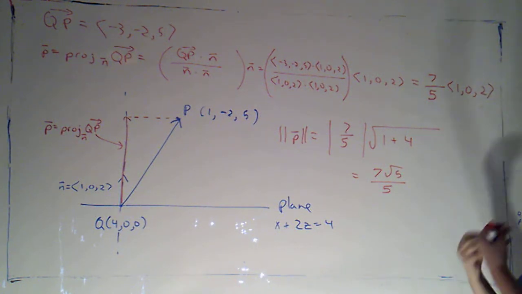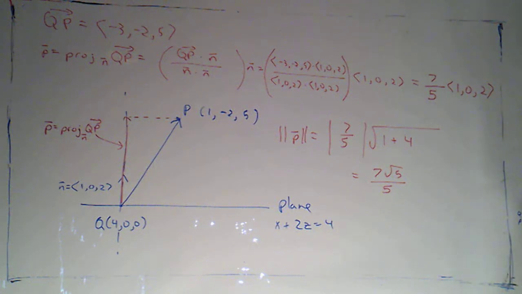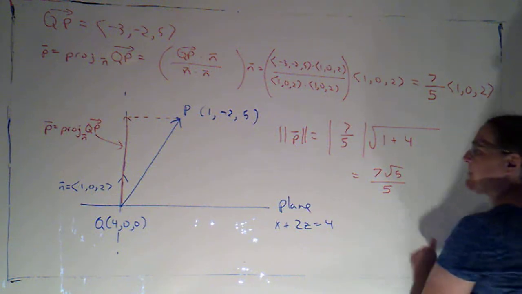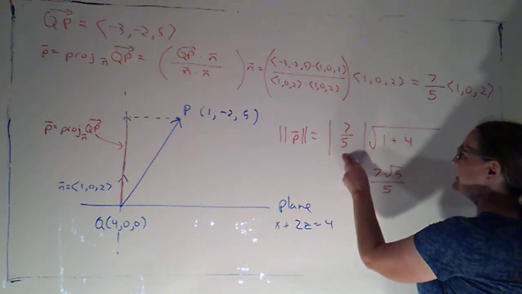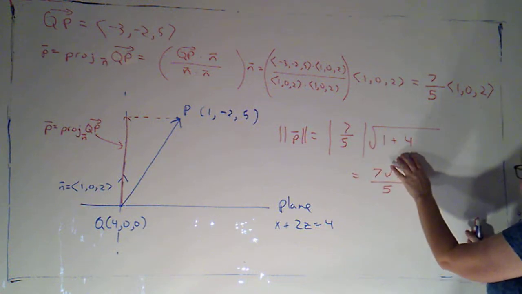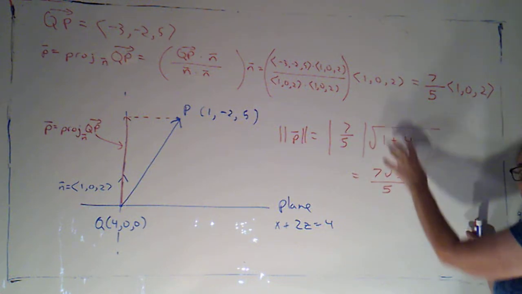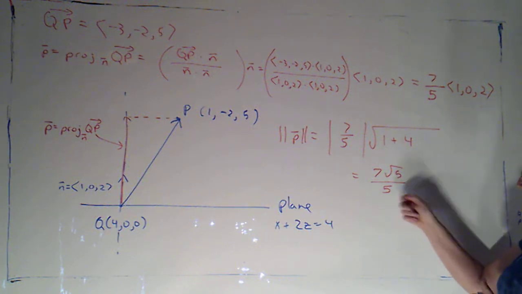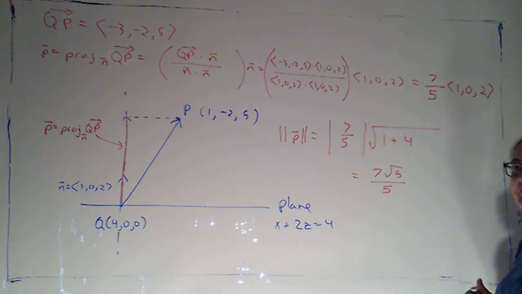You'll notice I did not do the scalar multiplication. I could have written this as 7/5, 0, 14/5, but then I'm working with a bunch of fractions. Since all I needed to do was take the magnitude, I said it's going to be easier to just take the absolute value of that scalar and multiply by the magnitude of that vector. So that's a technique that can make the calculations a little bit less tedious, and I ultimately got 7√5/5.